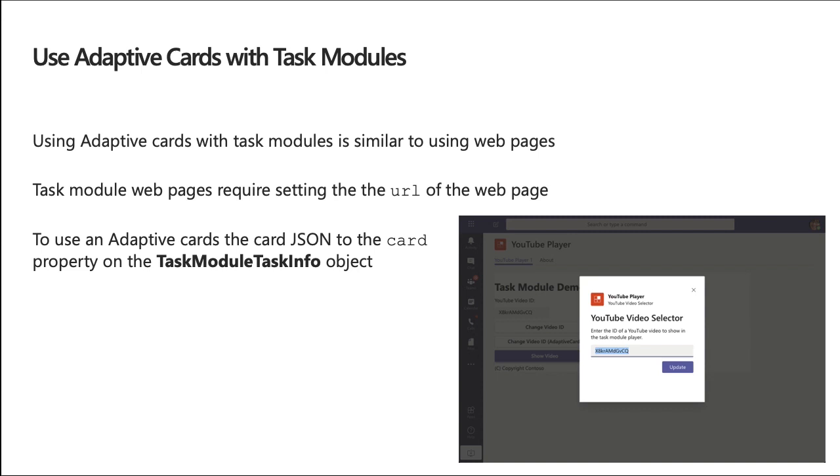You can also use adaptive cards in task modules, and they're going to follow nearly all of the same requirements as an HTML-based task module. Instead of passing in a URL, you simply pass in the card that you want to have rendered.